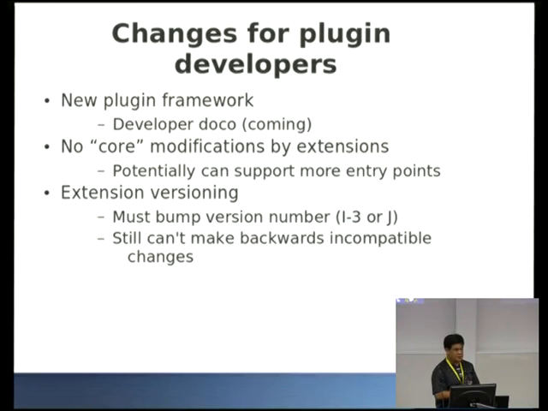For plugin developers, there's a new framework. We need to write some doco for it. Otherwise, at the moment, you kind of have to resort to reading existing plugins, which we don't really want people to have to do. You shouldn't have to modify other extensions to put your extension in anymore. If you do, something's gone wrong, and please tell us. And we need to start bumping version numbers on extensions too. You still can't make backwards incompatible changes, but at least you can notify clients when you're offering new functionality. For backwards incompatible changes, we'll still need to do major version bumps.